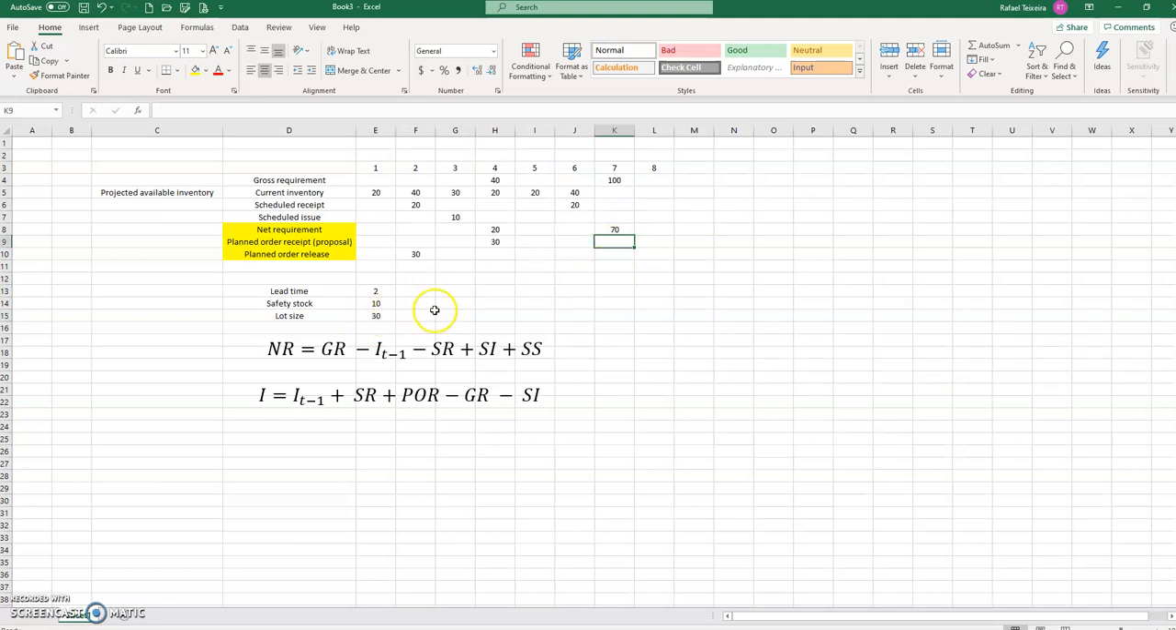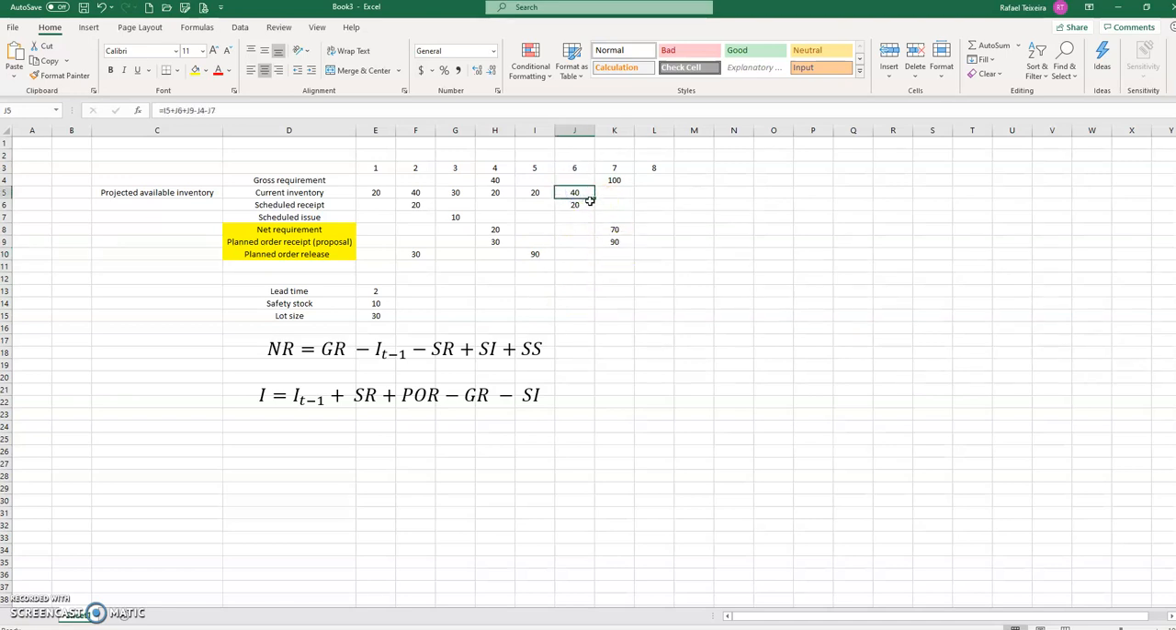If I produce 2 lots of 30, it's 60. It doesn't match 70. So I have to produce 3 lots of 30, which means 90, to be able to match these 70 units. Okay, this is when I have to get the units. So I have to release an order of 90 two weeks before. So this is how we compose this.